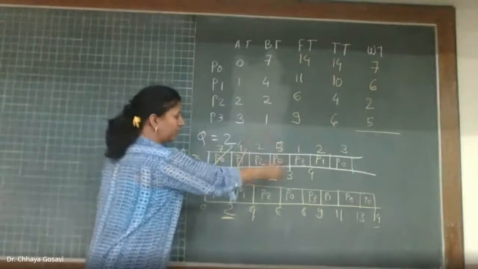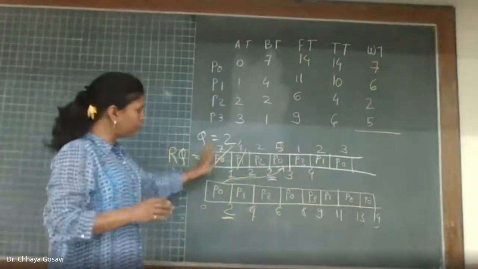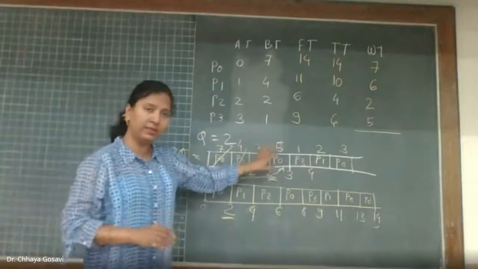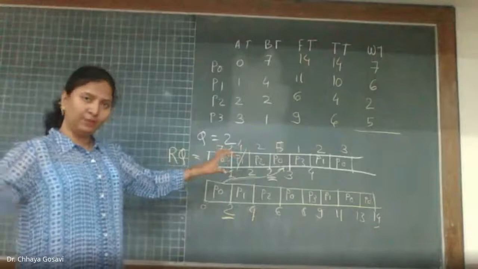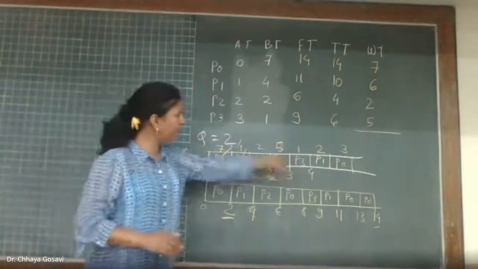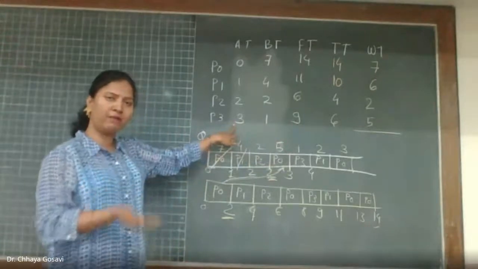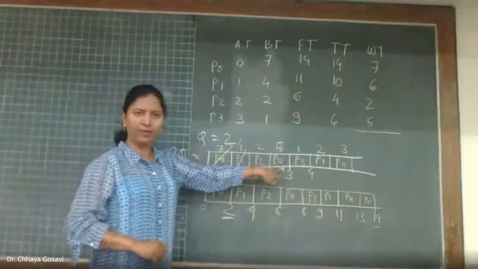at 3 P3 arrived. In our algorithm without arrival time, the sequence was P0, P1, P2, P3, and then P0, P1, P2, P3 again. But when you consider arrival time, P3 has not arrived yet. P3 is going to arrive at 3. Before that, P0 is preempted and added at the end of the ready queue.